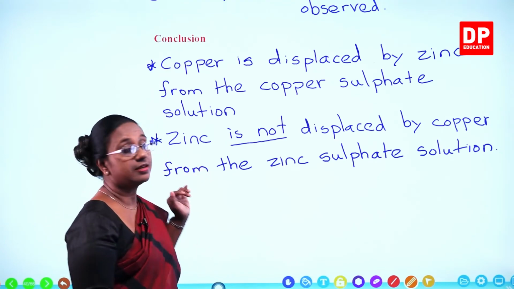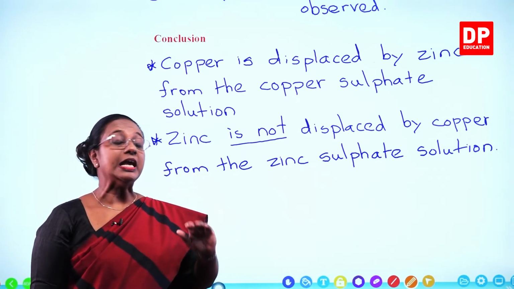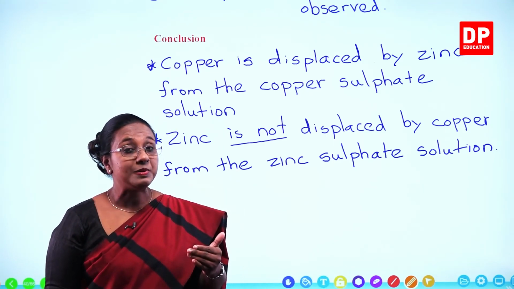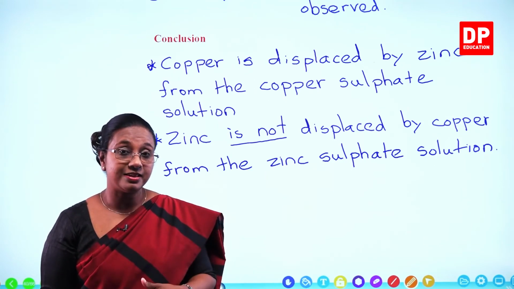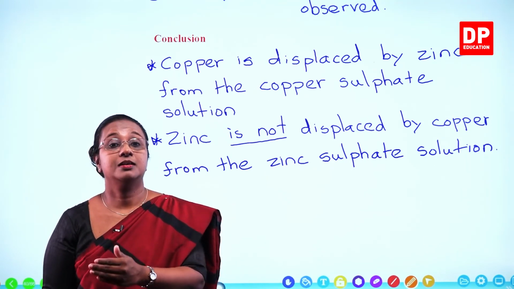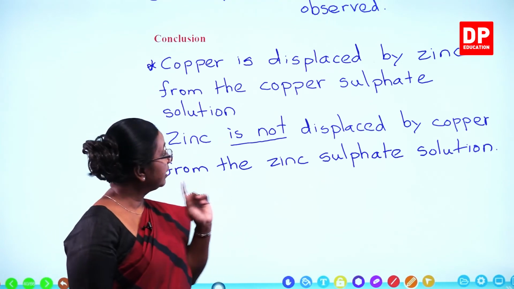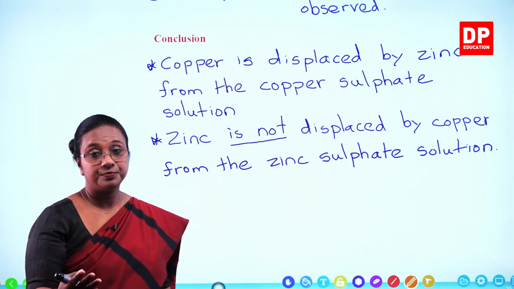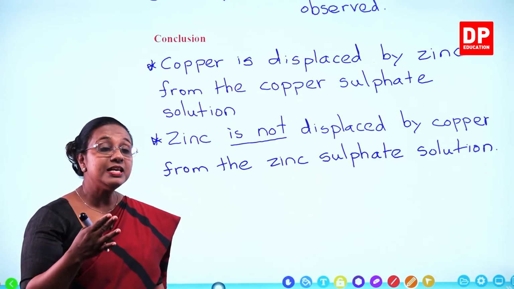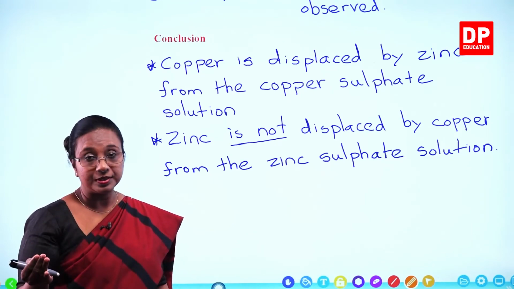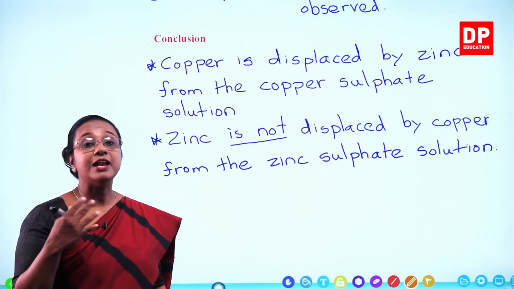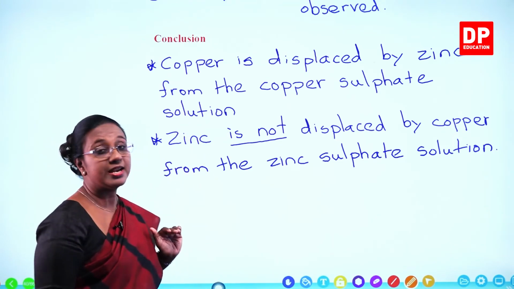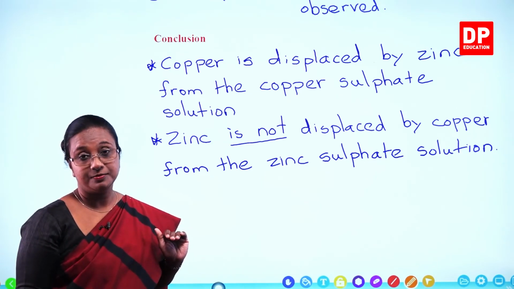Now, there is a reason for this, students. Usually, a metal that is more reactive will displace a metal that is less reactive from its salt solution. So, here zinc displaces copper. So, that means zinc is more reactive than copper. But copper cannot displace zinc. That is what you need to understand from this activity.